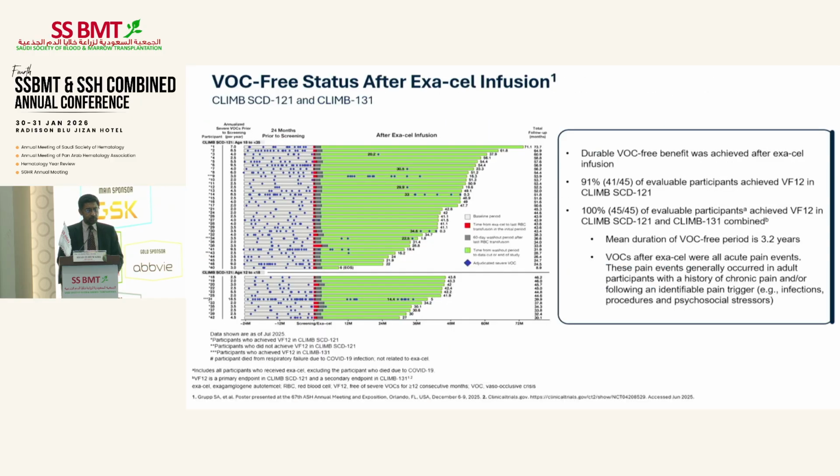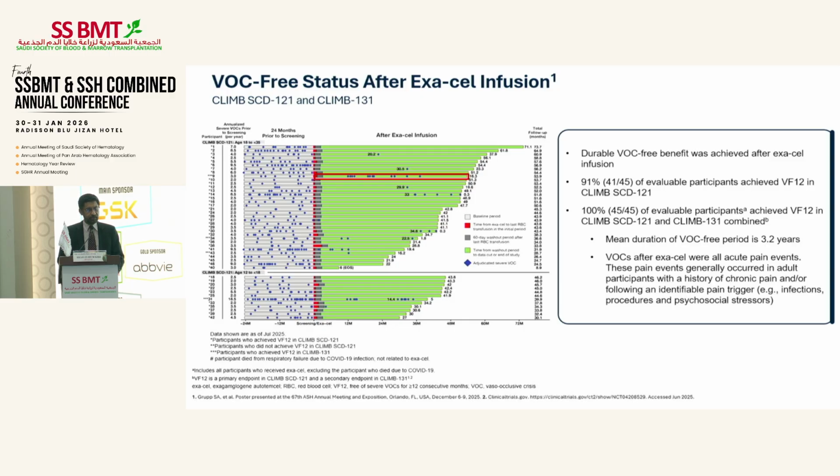This is a swimmer's plot which shows the patients in gray are the patients before they get the treatment, and each line is one patient, and the red bars are the transfusions they had, and then the dots in the green line tells us whether the patient had vaso-occlusive crisis after the therapy or not. And you can see the majority of patients didn't have any vaso-occlusive crisis after the therapy.